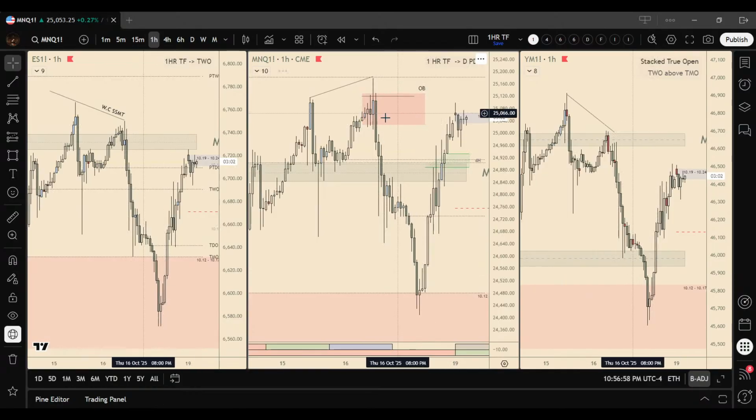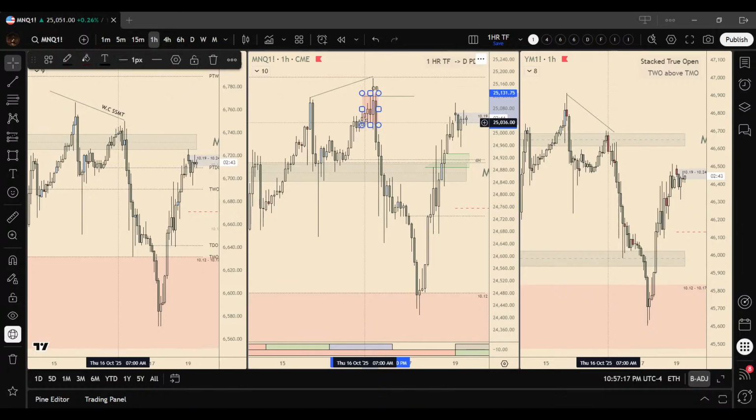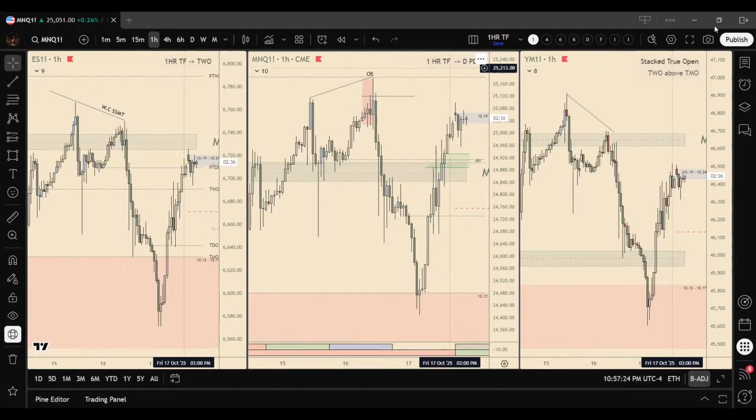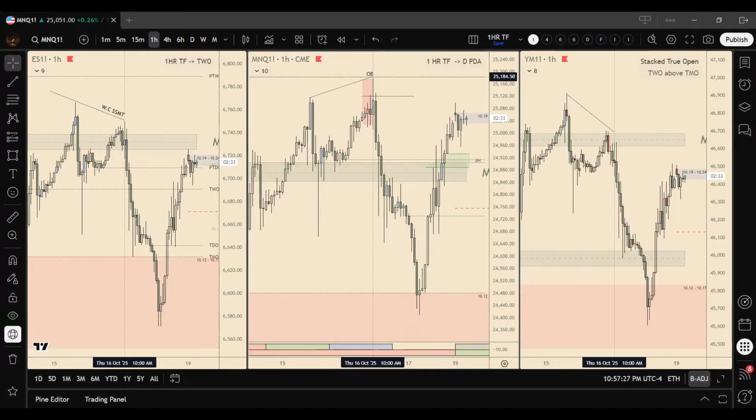What else can we note? That the 4 hour order block, which was the 6 o'clock, so it's from 6, 7, 8, 9, 10. Right? 6, 7, 8, 9, 10. Boom. Boom. Boom. Right? 11 o'clock trades into it.